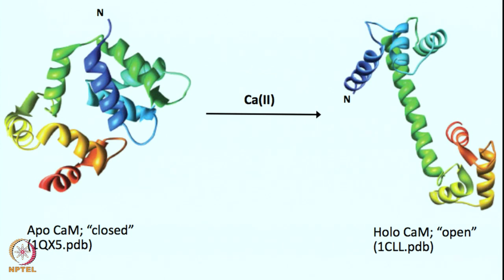Of course, most EF hand domain proteins are structured in the apo state, and from the apo state to binding of calcium, as we were seeing, results in a change of configuration, as you can clearly see over here. A change of conformation is happening. These are huge changes of conformation, and therefore, this change of conformation allows the calcium binding protein to transmit the message of an increased calcium concentration.